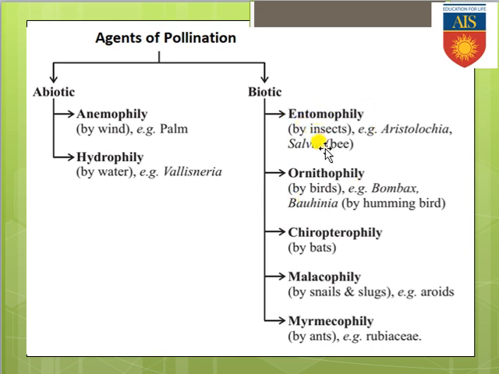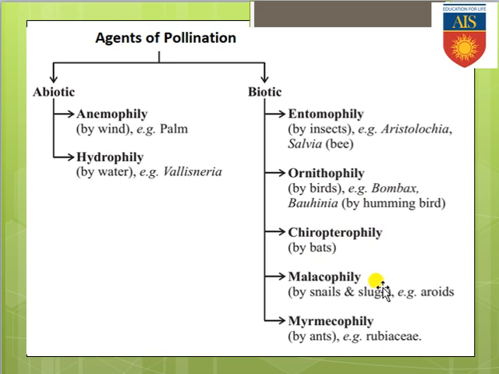So first we can see, under the biotic components, first come insects. If the insects are helping in the pollination process, at that time it is commonly known as entomophilous flower, and the process of pollination is known as entomophily. If any flower is pollinated by the help of birds, that pollination is known as ornithophily, and the flowers are known as ornithophilous flowers. If any flower is getting pollinated by bats, that type of pollination is known as chiropterophily, and the flowers are known as chiropterophilous flowers.